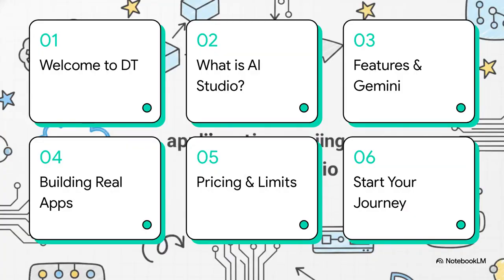Okay, real quick, here's our agenda. 1. Welcome to Decoding Tomorrow. 2. What is Google AI Studio? 3. Features and Gemini models. 4. Building real-world AI apps. 5. Pricing, limits, and comparisons. And 6. Start your AI journey.